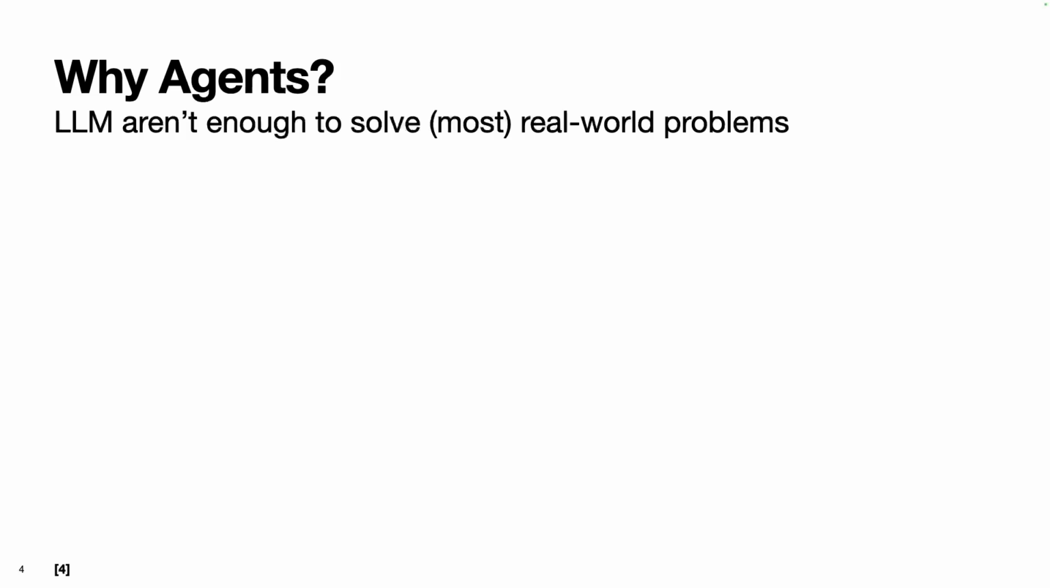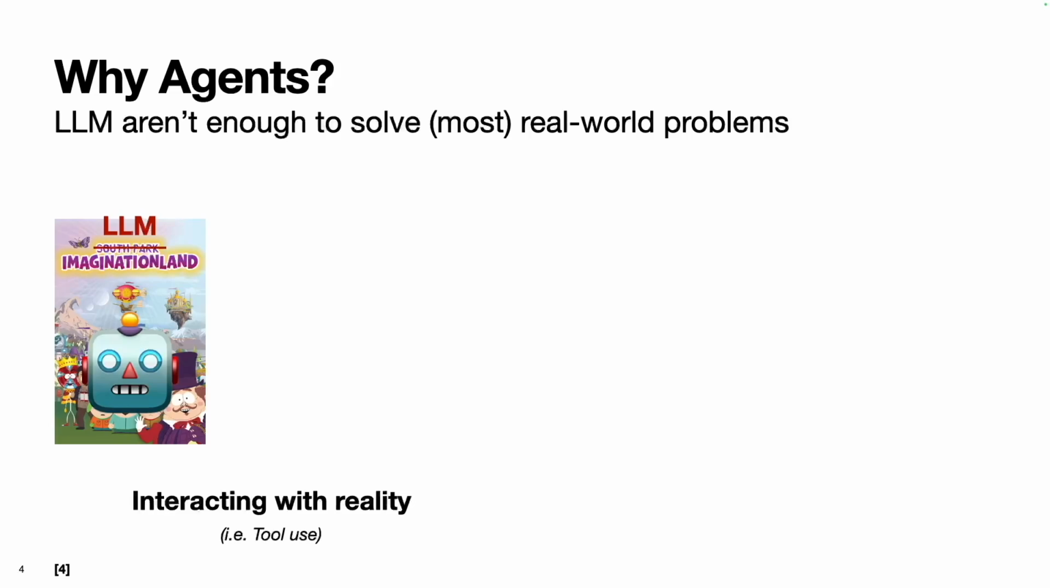There are 2 key things that I would say make agents much more valuable than just vanilla chatbots, like the original version of ChatGPT. The first is that agents can interact with reality through tool use. LLMs, just out of the box, don't live in reality. They live in an imagined reality. They live in some kind of imagination land. This is why hallucinations are a big problem with LLMs.